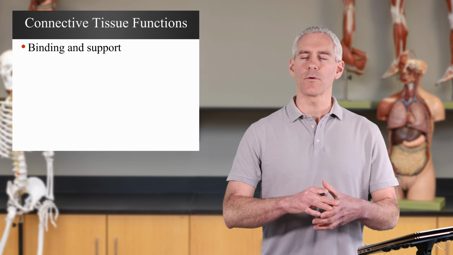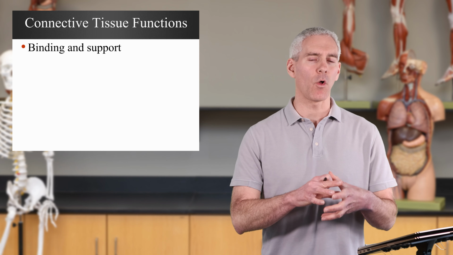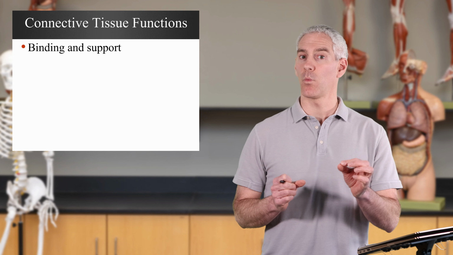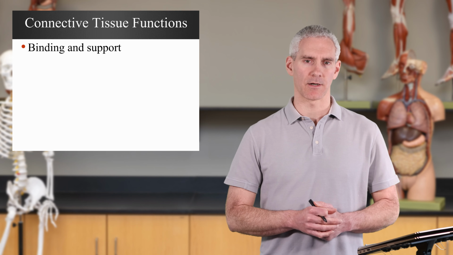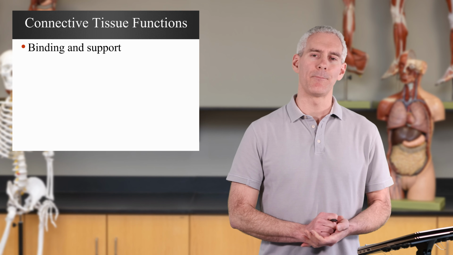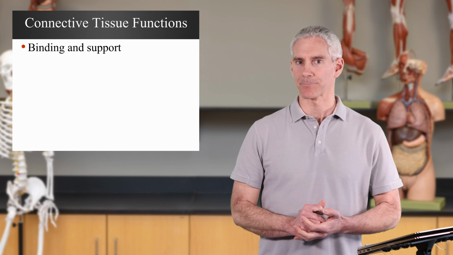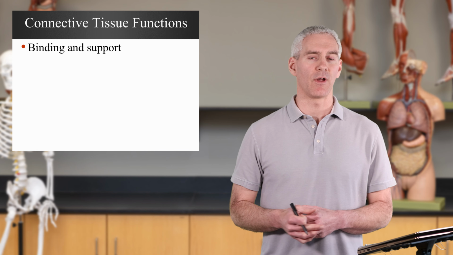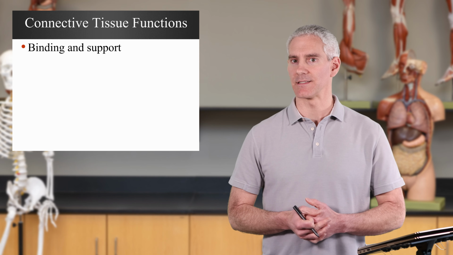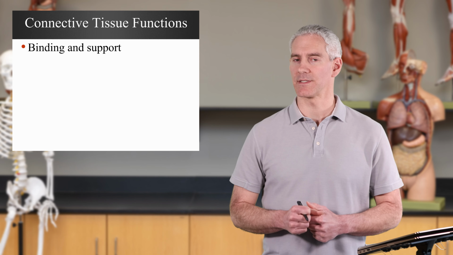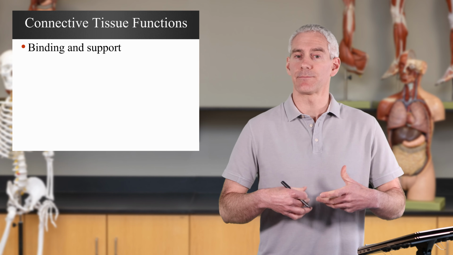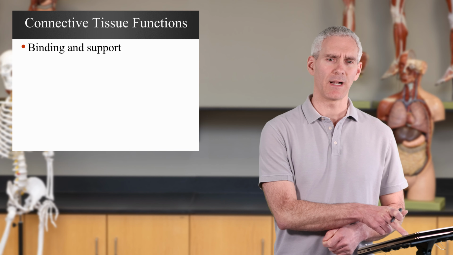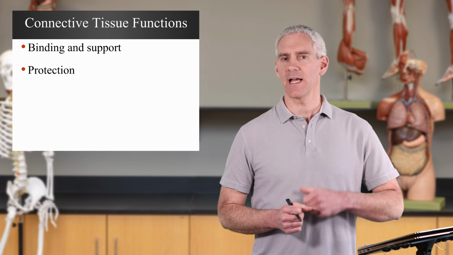So let's look at an overview of features. Now, this is the whole category. It's not just one single connective tissue, but they all play different roles. So the first one up, binding and support. Well, for binding and support, you have things like your tendons and ligaments helping hold the bones together. The bones themselves have osseous tissue, which is a supporting structure. So binding and support. Protection.